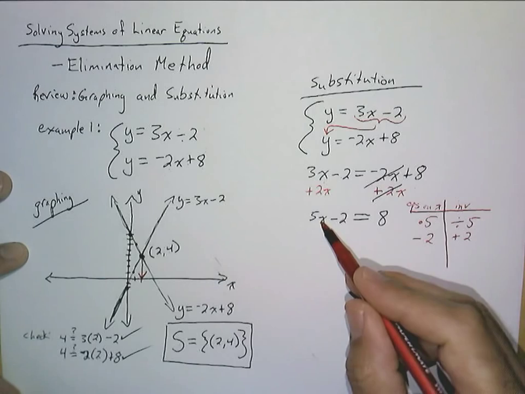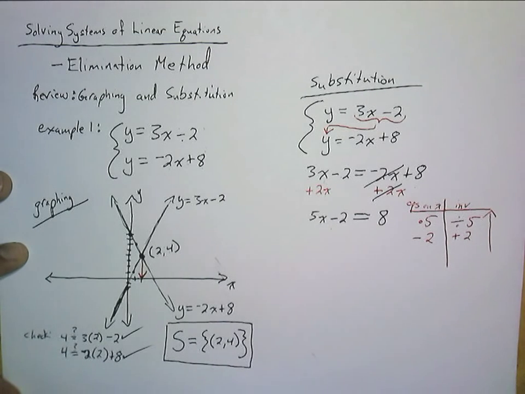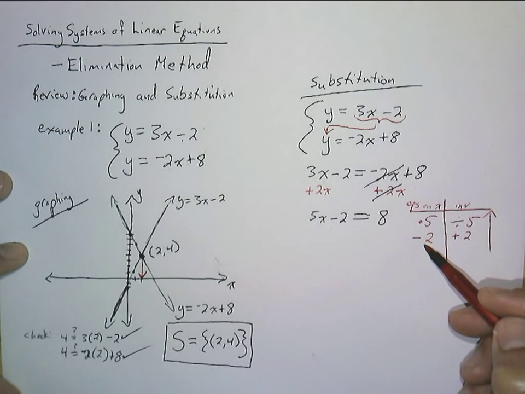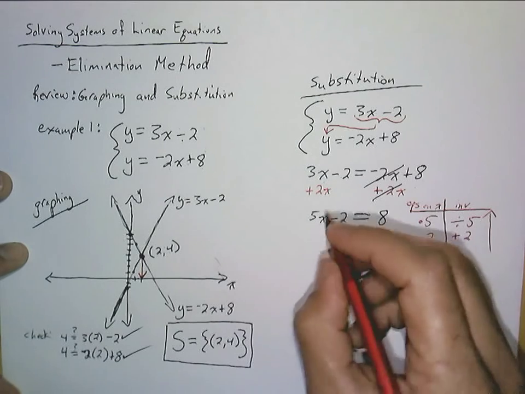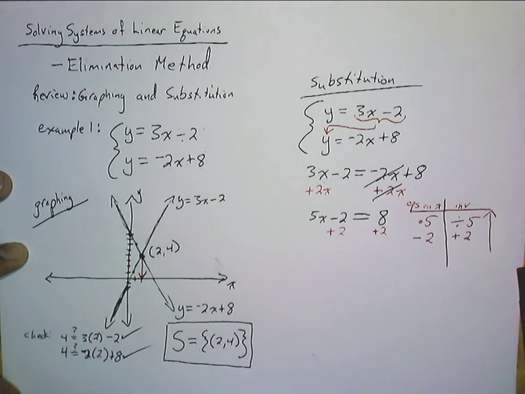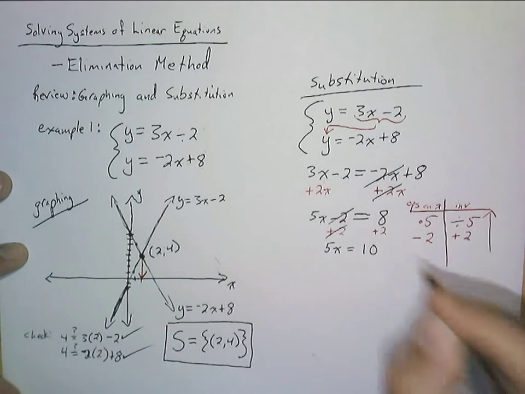So to undo what's being done to x, we're going to apply these inverse operations in reverse order. Whole socks and shoes analogy, right? You put on your socks, then you put on your shoes. To undo that, you've got to take off your shoes first, and then take off your socks. So we're going to add 2 to both sides. Point being that subtracting 2 and adding 2 cancel each other out. 5x is now equal to 10.